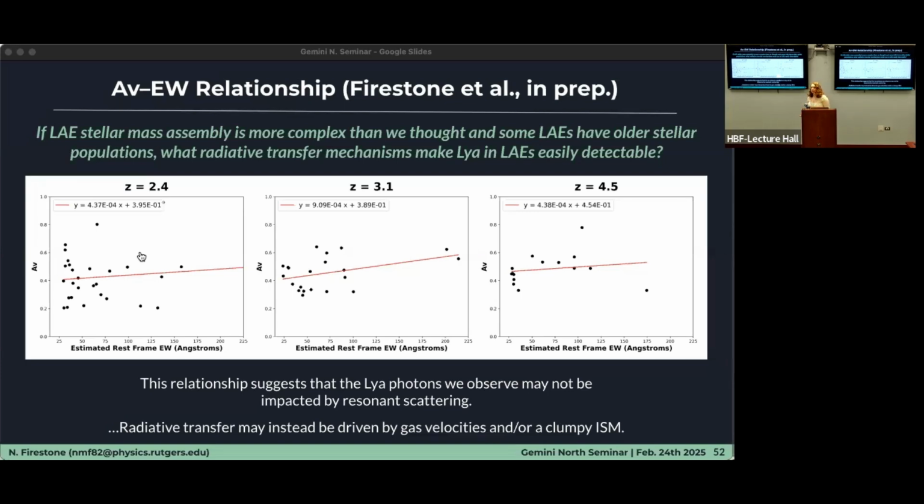These results could also be possible if we have a clumpy ISM, in which dust is clumped in specific regions, and the LAEs that we see, or the star-forming galaxies that we see, have a line of sight that doesn't align with those clumps of dust. So we get to see that Lyman alpha without it being completely absorbed. There's still a lot that I'm working on here to truly understand the radiative transfer, but this is just a start at it.